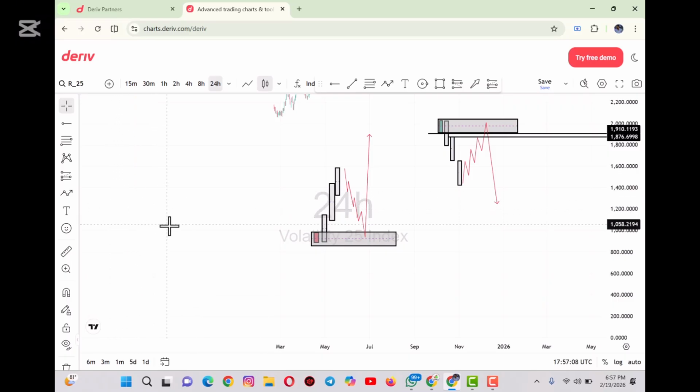Now, to understand imbalance, you need to look at it from this perspective. For every order in the market for a buy, there has to be a corresponding order for a sell. For every order for a sell, there has to be a corresponding order for a buy. In a situation whereby the number of orders for a buy does not equate the number of orders for a sell, then it becomes imbalanced.